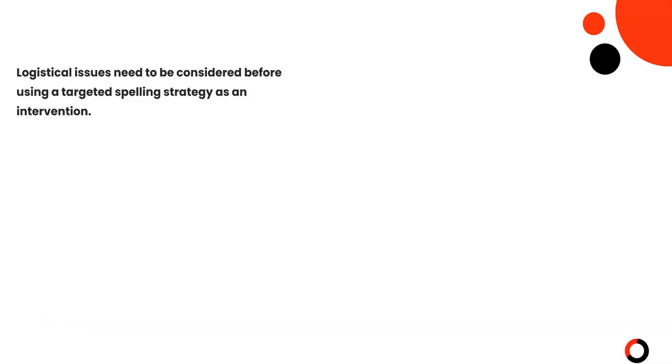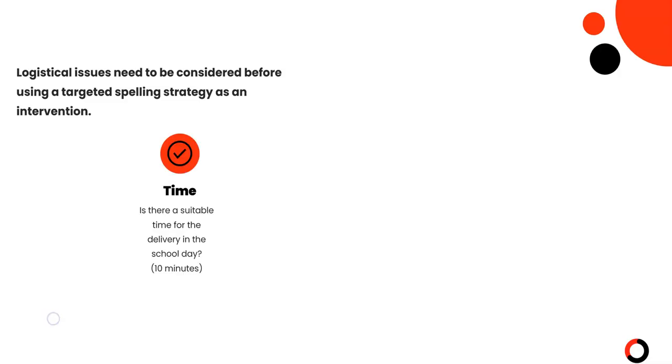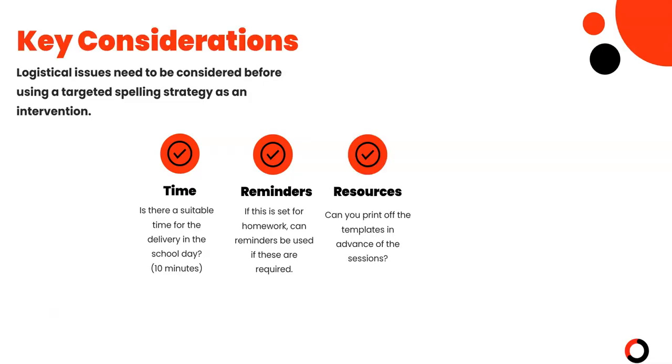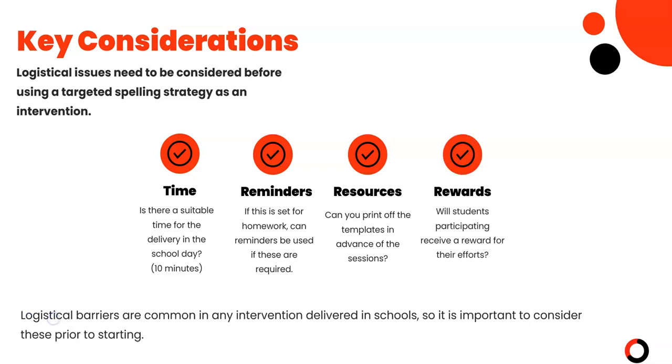Logistical issues need to be considered before using a targeted spelling strategy as an intervention. Is there a suitable time for the delivery? If it's set for homework, can you use reminders? Resources: do you need to print templates in advance? And will you link this to rewards? Logistical barriers are common in any intervention delivered in schools, so it's just important to consider these prior to starting.